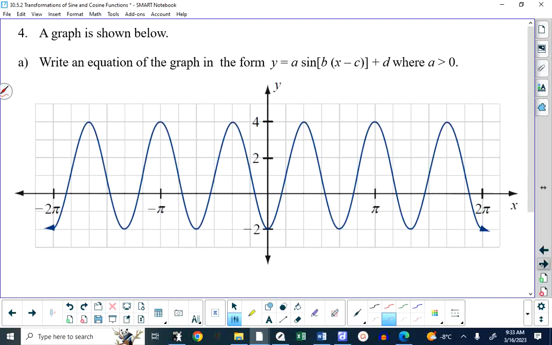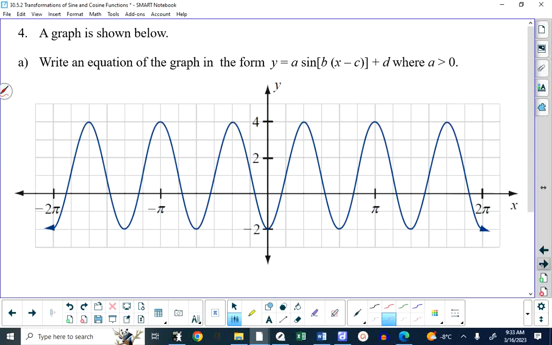All right. Number 4, a graph is shown. Write an equation of the graph in the form y equals a sine b bracket x minus c plus d, where a is positive. So we are not allowed to, in this question, use a negative value of a. It has to be positive.